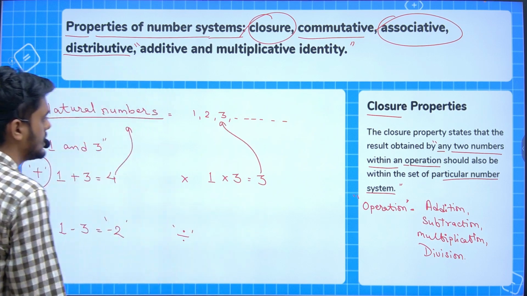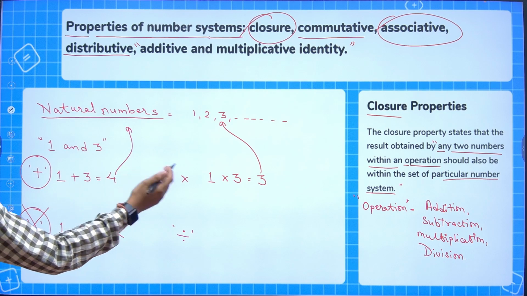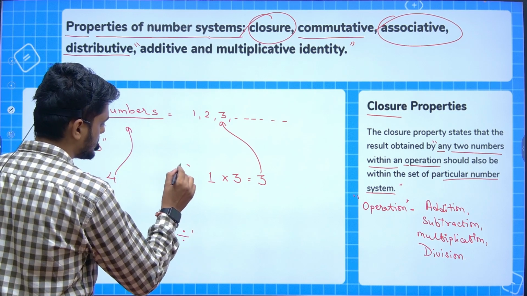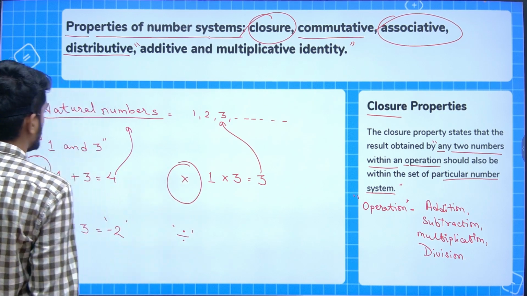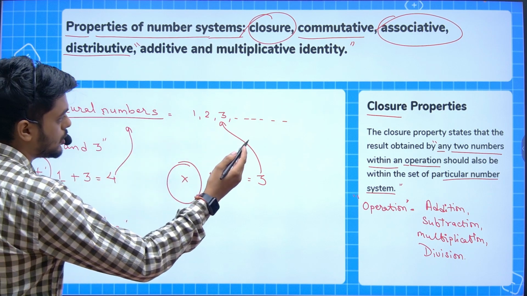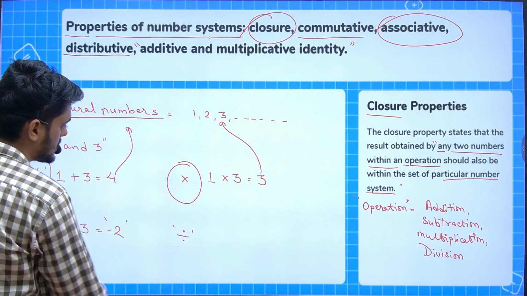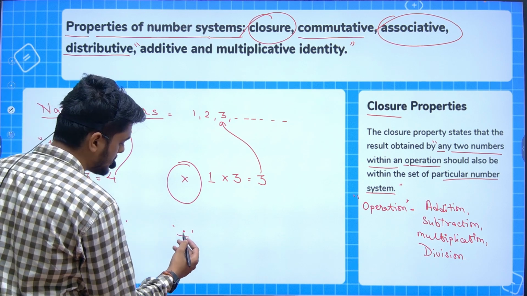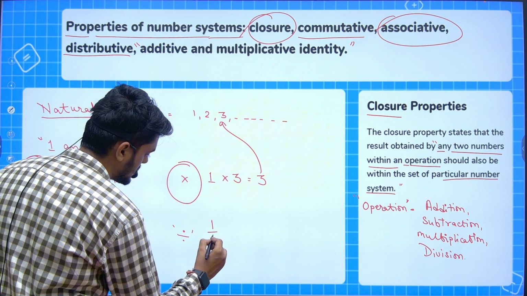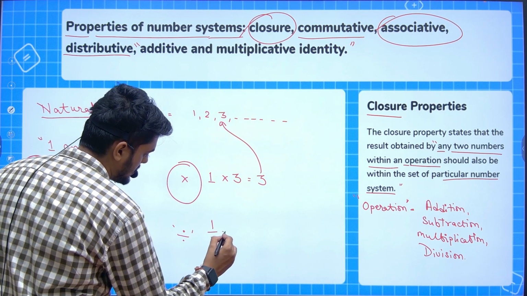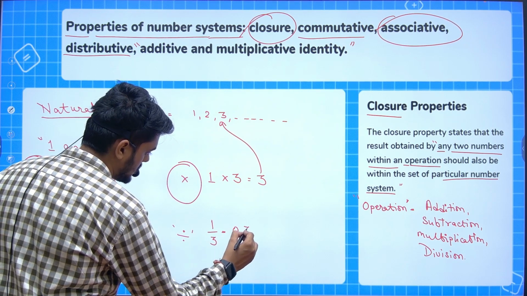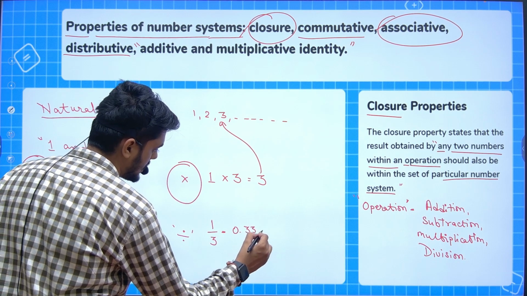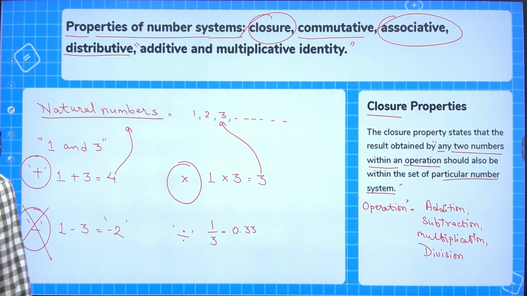It already lies within the natural numbers. So the basic point is that the natural numbers hold the closure property with respect to multiplication. And if we look at division, 1 divided by 3 would be somewhere around 0.33, and this does not lie in the natural numbers.